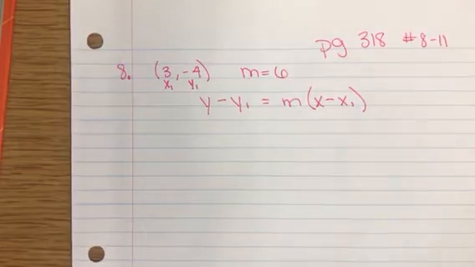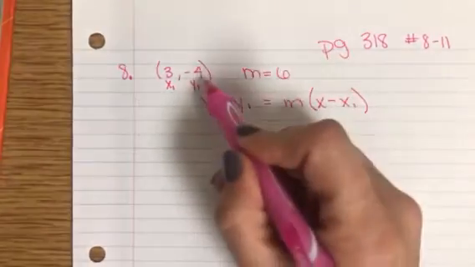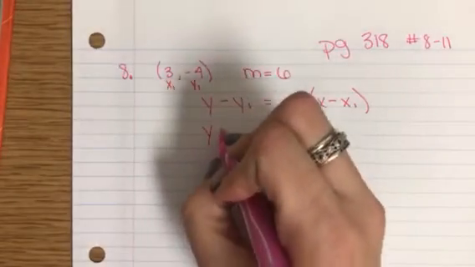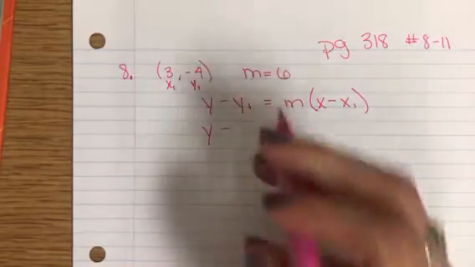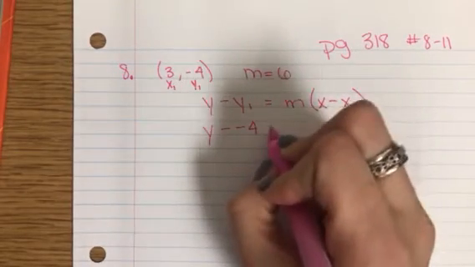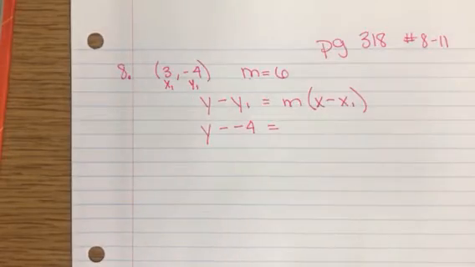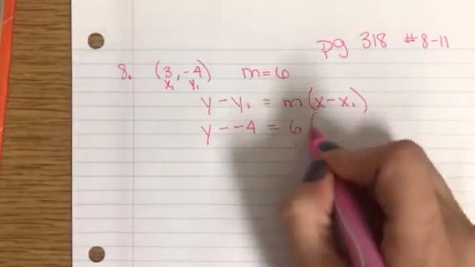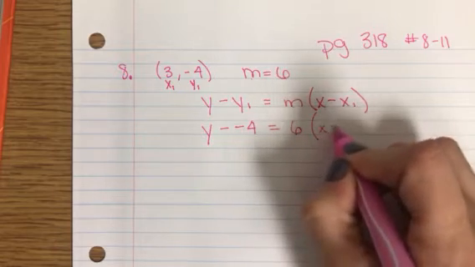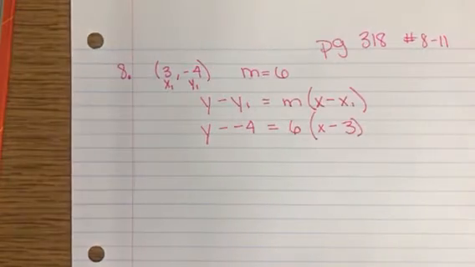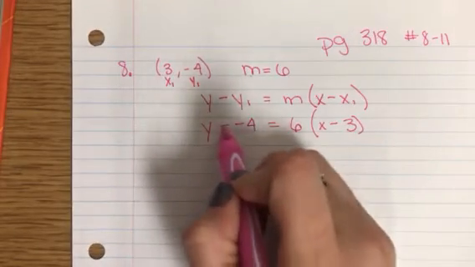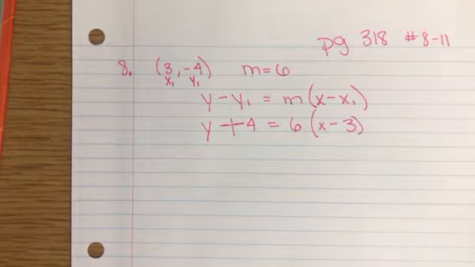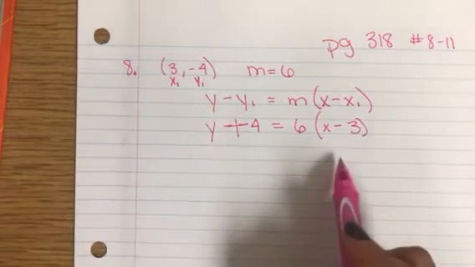So I'm going to use this exact same formula, except I'm going to replace each of these values in. So I'm going to say y minus negative 4 equals, m is 6, times x minus 3. Okay, so 2 negatives turn that into addition. And then from here we can solve.